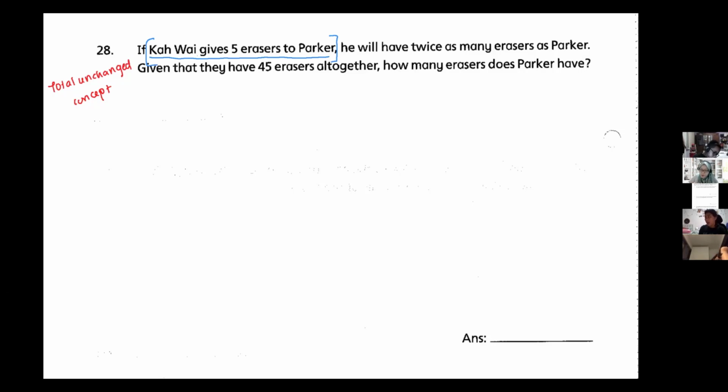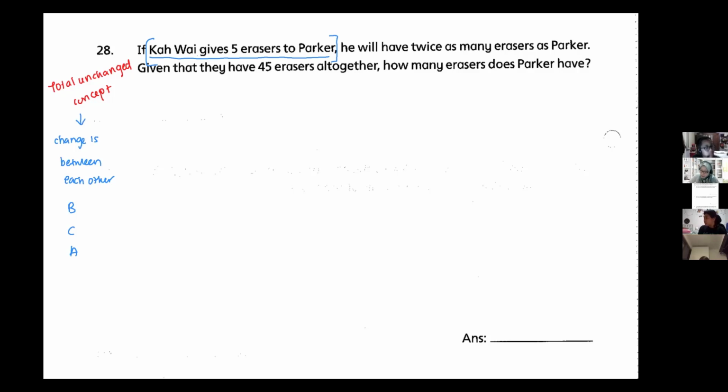If Kawe gives 5 erasers to Parker. So in this question, there are only 2 boys, Kawe and Parker. So Kawe gives to Parker, Parker gets from Kawe. When the change is between one another, between the 2 items, it is known as the total unchanged concept. So the change is between each other. Okay, so you know that when it is the unchanged concept, the BCA must be found first.